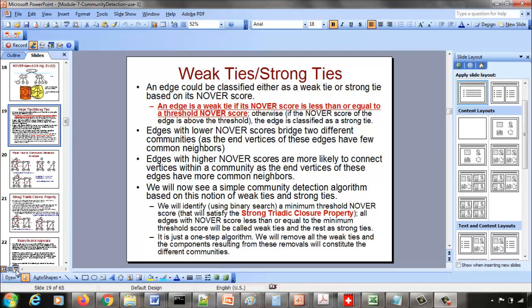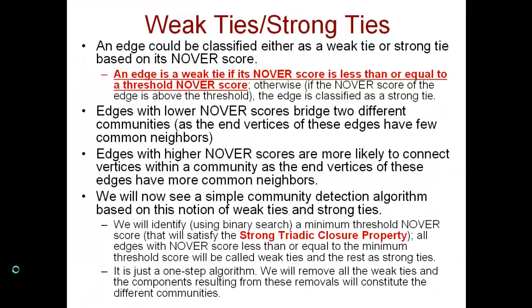Okay, so now we look at this notion of weak ties and strong ties. We will classify an edge as a weak tie or strong tie based on its neighborhood overlap score. If the neighborhood overlap score for an edge is less than or equal to a threshold, then that edge can be called a weak tie, otherwise it is a strong tie. So what is the threshold NO score? That's what you're going to determine through an algorithm.